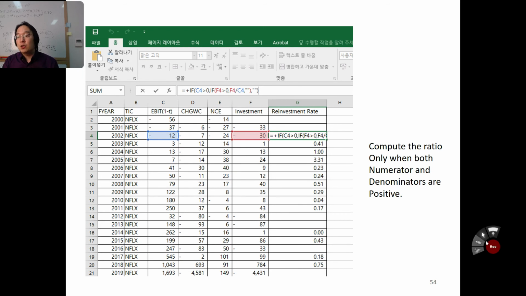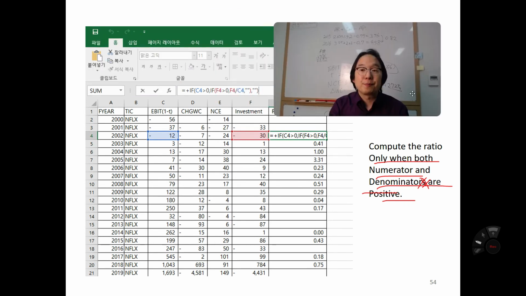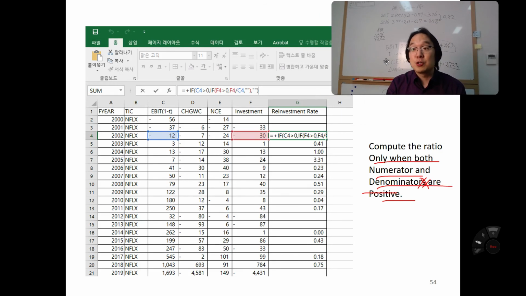So compute the ratio only when both numerator and denominator are positive. I keep on putting an S over there. This is obviously one of those Konglish, a broken English symptom. What can I do? I was educated in Korea.